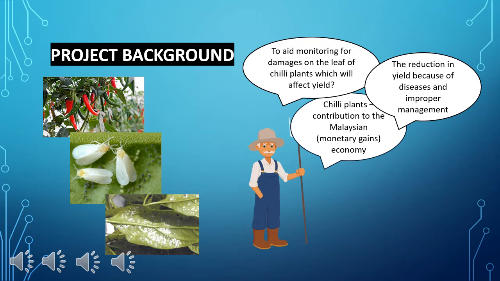For the project background, first is to aid monitoring for damage on the leaf of chili plant which will affect the yield. Second is the reduction in yield because of disease and improper management. The third one is chili plant contribution to the Malaysian monetary grain economy. By building this project, it is going to improve the productivity on chili plant harvest.